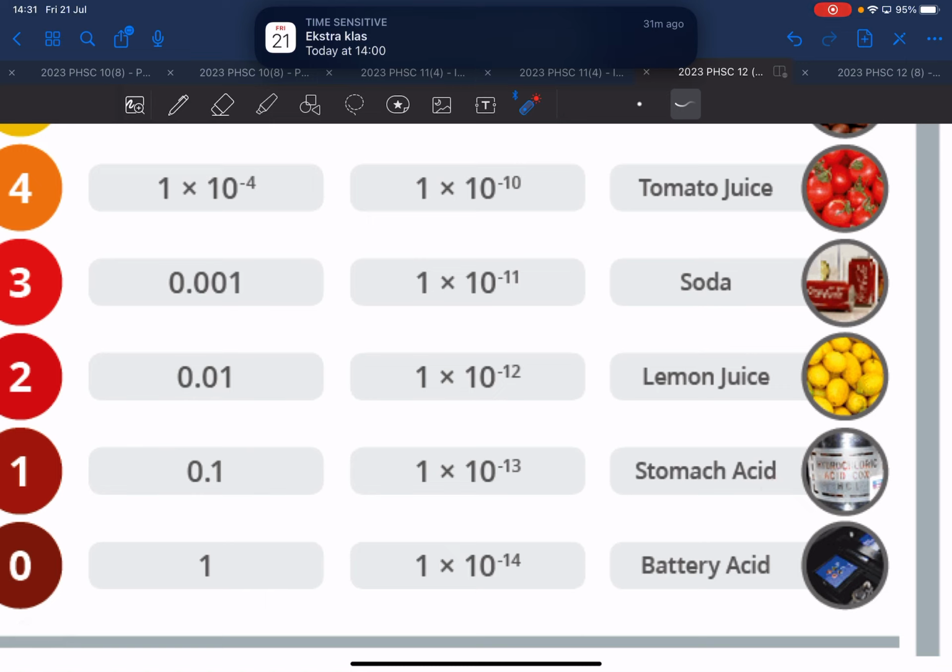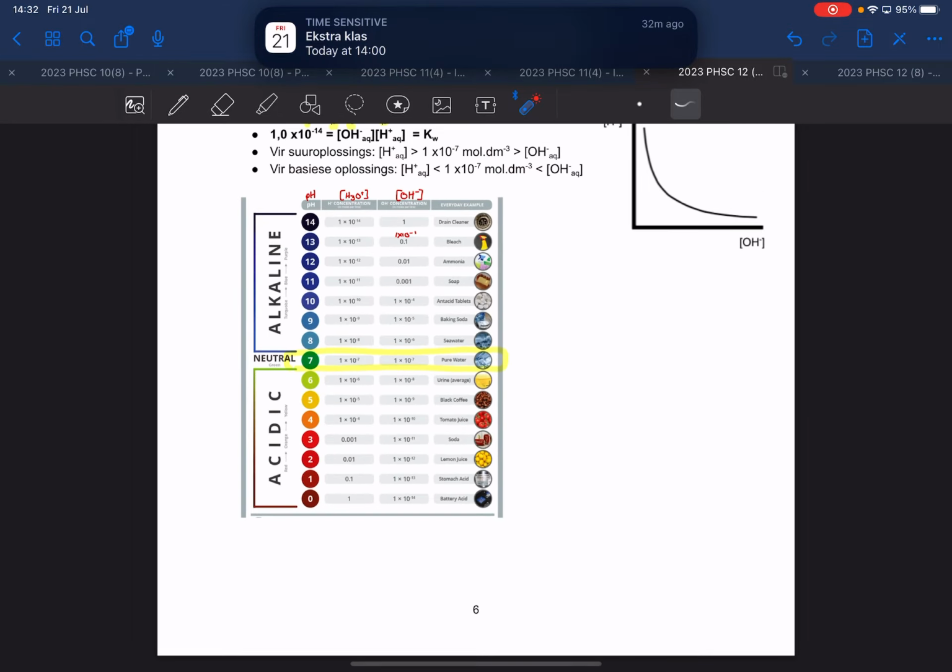That is why when you vomit a lot, you burn all the flesh up here and in your mouth. Okay, so it's not good to vomit a lot. Right, and then battery acid. You can see how close stomach acid and battery acid are to one another. It's quite close.